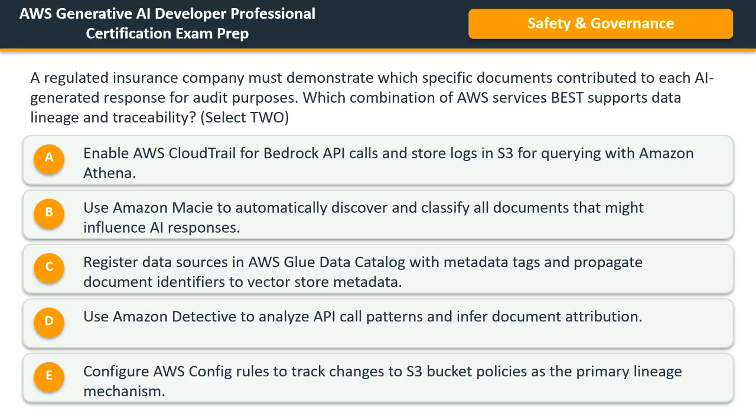Why the other answer options don't work. B classifies data, but doesn't show which documents were used. D is for security investigations, not data lineage. E tracks configuration changes, not document usage. The exam wants both who invoked and what data was used. For GenAI audit trails, CloudTrail shows who asked, metadata shows what answered. Correct answers are A and C.